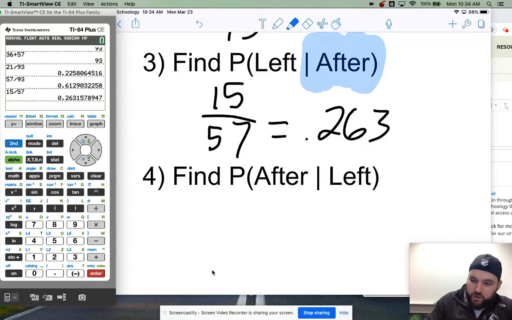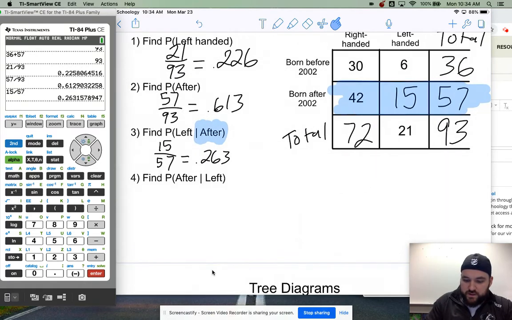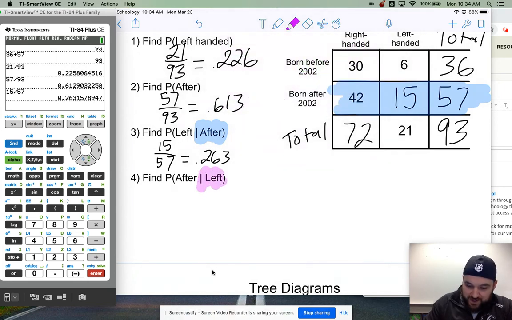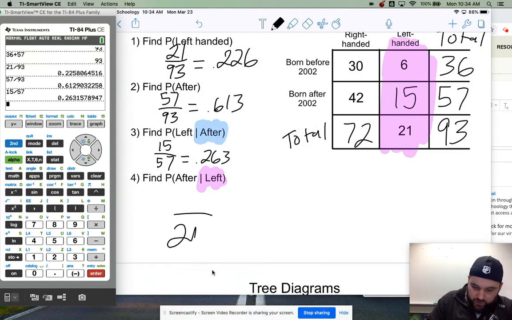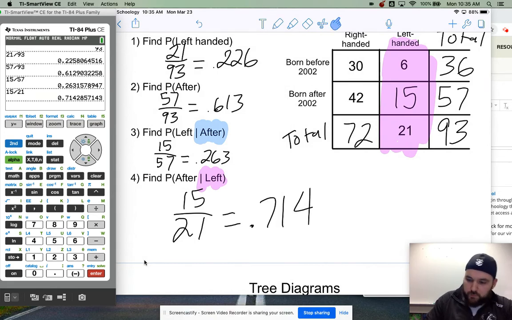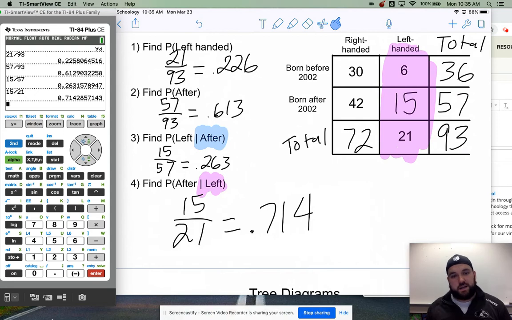Okay. And then finally, what happens if we flip it now? Instead of the given event being they were born after 02, now the given event is they are left-handed, which means I'm going to switch my highlighted region. This now is my set of people I'm working with. So out of 21, how many of them were born after 02? It's 15. So 15 out of 21, which is 0.714. So if the table's not complete, you can make that total column and kind of figure out the missing information.